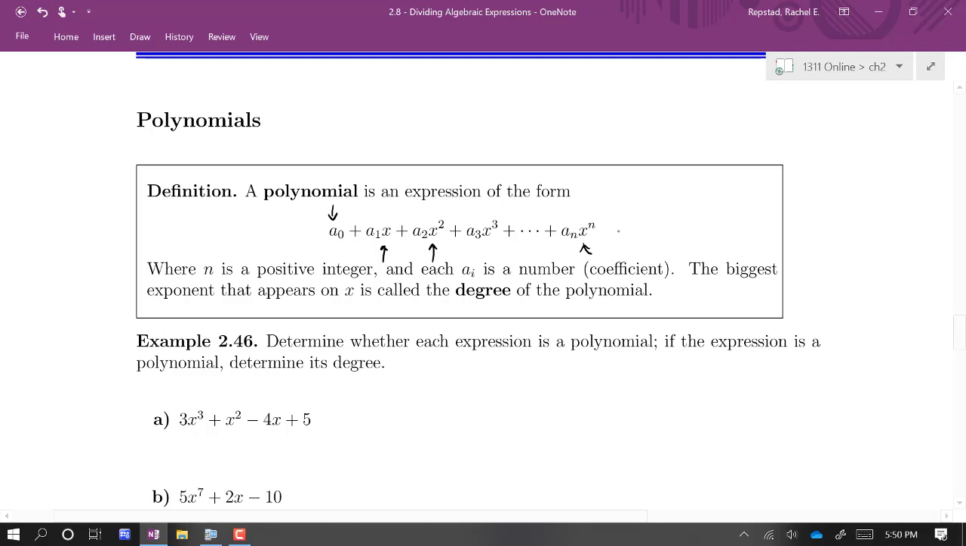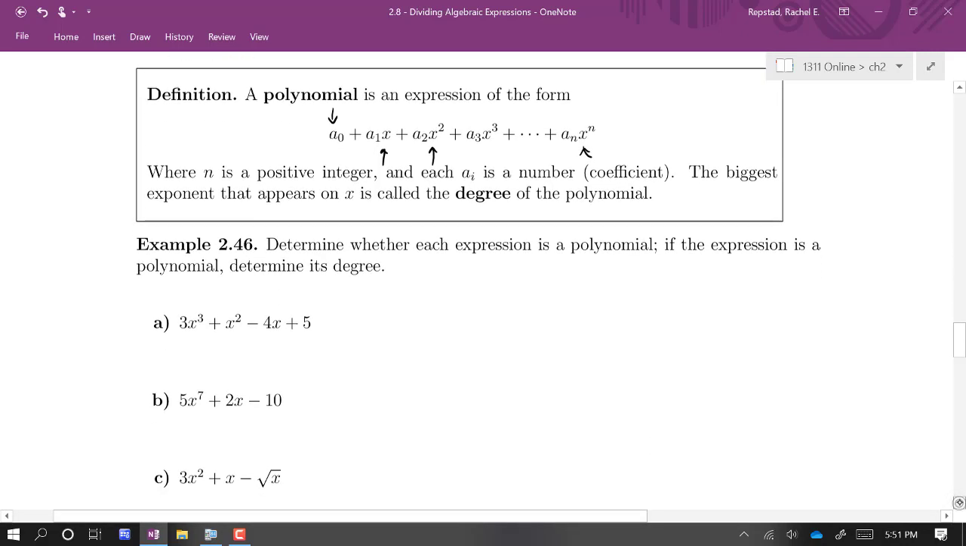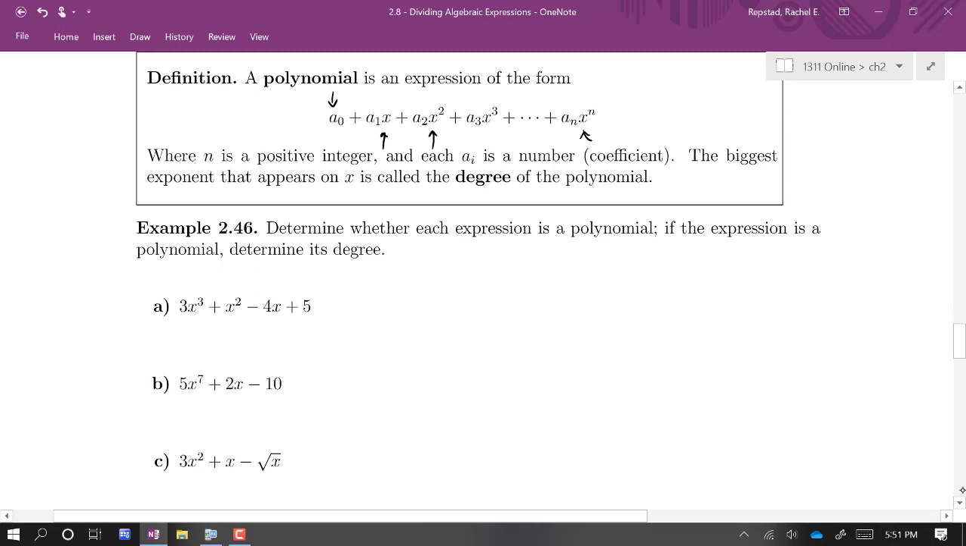What makes it a polynomial is that the exponents are all positive integers, so no fraction exponents, no negative exponents. The highest power to which x appears is called the degree of that polynomial. So in example 246, we're just going to look at some expressions, determine whether or not these are polynomials. So the first one, yes, it's a polynomial. It's degree 3.